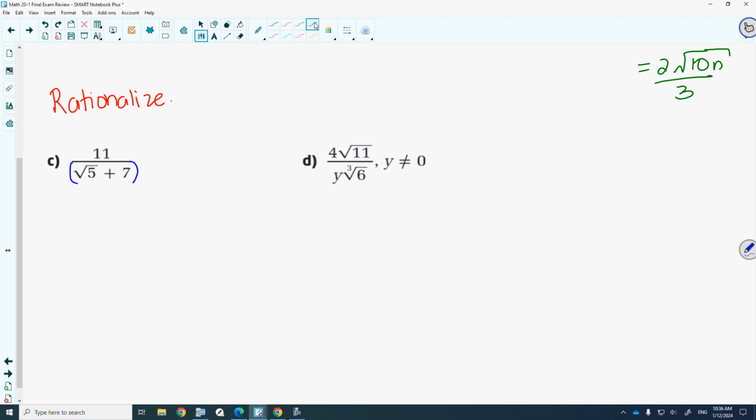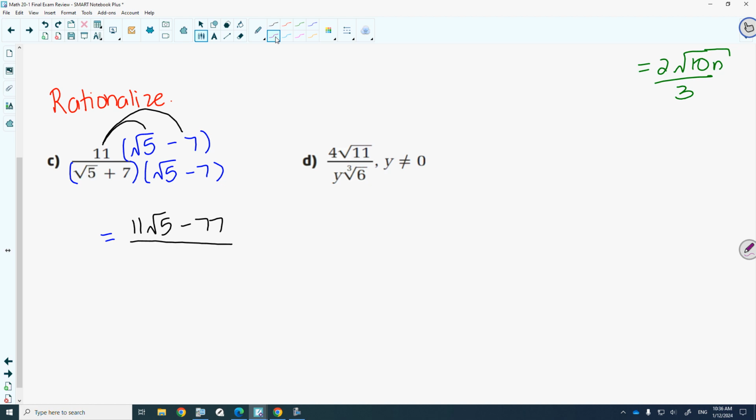So binomials deserve brackets. Let's multiply our denominator by the conjugate, which is the square root of 5 minus 7. And let's multiply the numerator by the conjugate, which is the square root of 5 minus 7. In my numerator, I'm going to have 11 root 5 minus 77. And in my denominator, I'm going to have the conjugate. I'm going to do the shortcut. Root 5 times root 5 is 5. Negative times a positive is negative. Be careful here. 7 times 7 is 49.